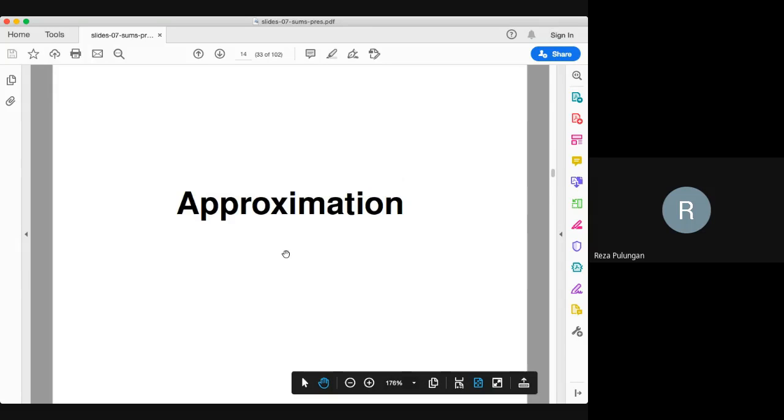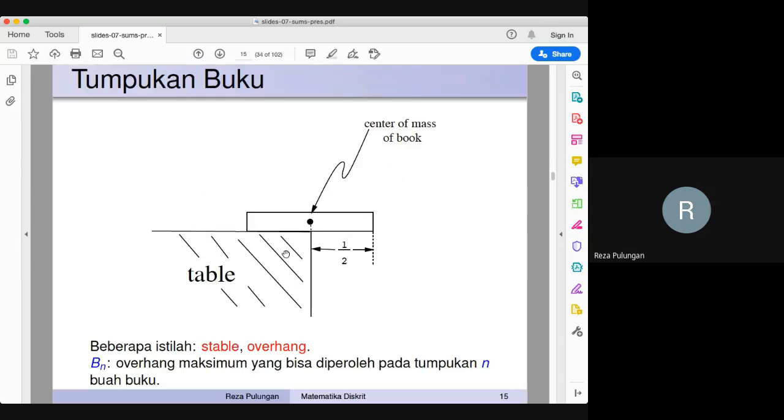Okay, let's continue. So the next part is approximation. Well, this is basically a summation that does not produce any closed form solution, and there are many such summations. Let's look.